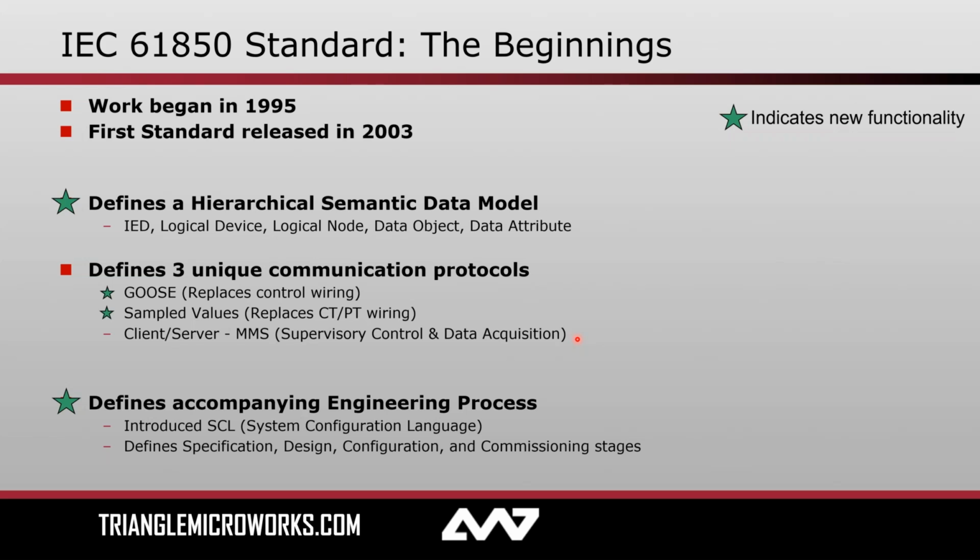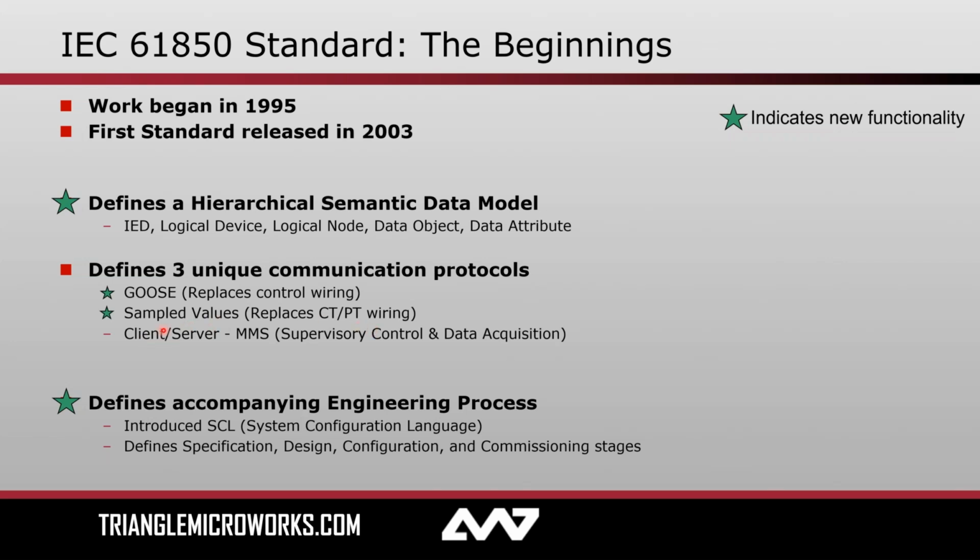Those 3 communication protocols are going to be GOOSE. From a high level, that's just going to replace our control wiring with communications. Sample values, again from a high level, we'll dig into this more in a moment, is going to replace our CT and PT wiring. We'll still have CTs and PTs, but they'll only go to a single device, and then we'll transmit those currents and voltages out at high speeds using the sample values communication protocol. And finally, client server via the MMS protocol. This is what we're going to use for our supervisory control and data acquisition, much like we do with DNP3 and Modbus. This is the one that's most similar to those.